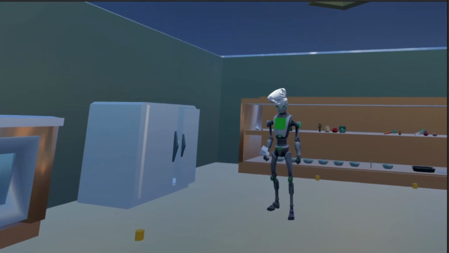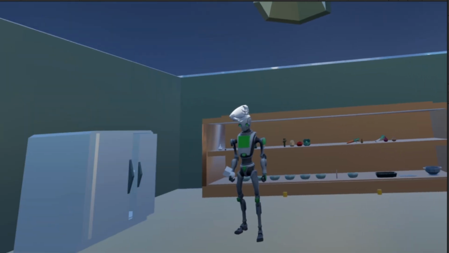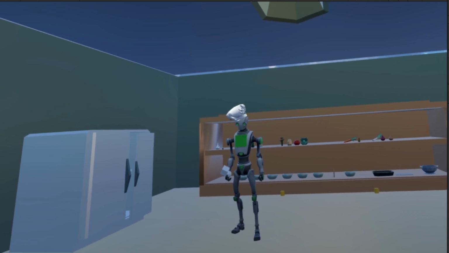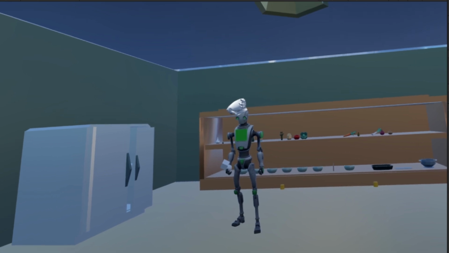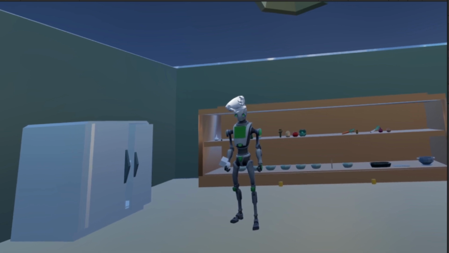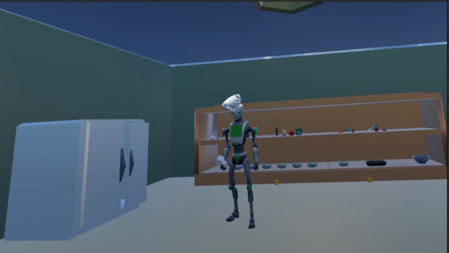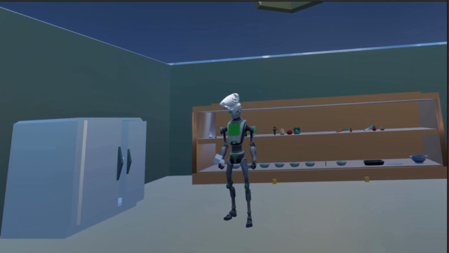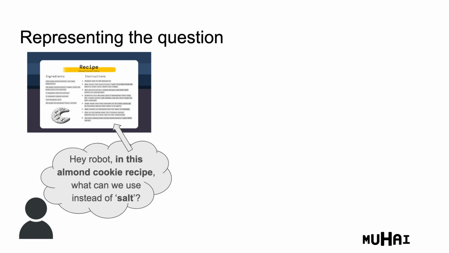Hey robot, in our favorite almond cookie recipe, what can we use instead of salt? I understand that you mainly want to replace the salt ingredient, or an ingredient with the salt product property, or an ingredient with the sodium chloride food product property. For this reason, I suggest to use garlic salt with a score of 84% because it usually replaces the salt ingredient, or to use garlic powder with a score of 3% because it usually replaces an ingredient with the salt product property.